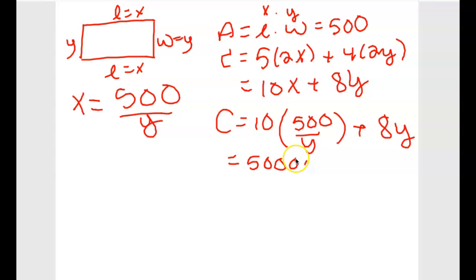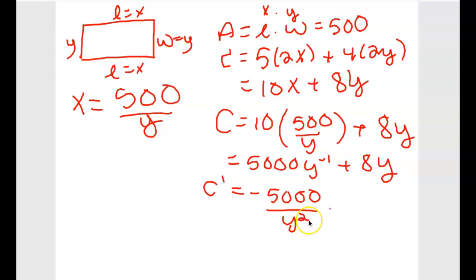So that's like 5,000 y to the negative 1 plus 8y, which means that your cost derivative is equal to negative 5,000 over y squared plus 8. So we need to multiply by y squared on both sides. So you get 8y squared over y squared.